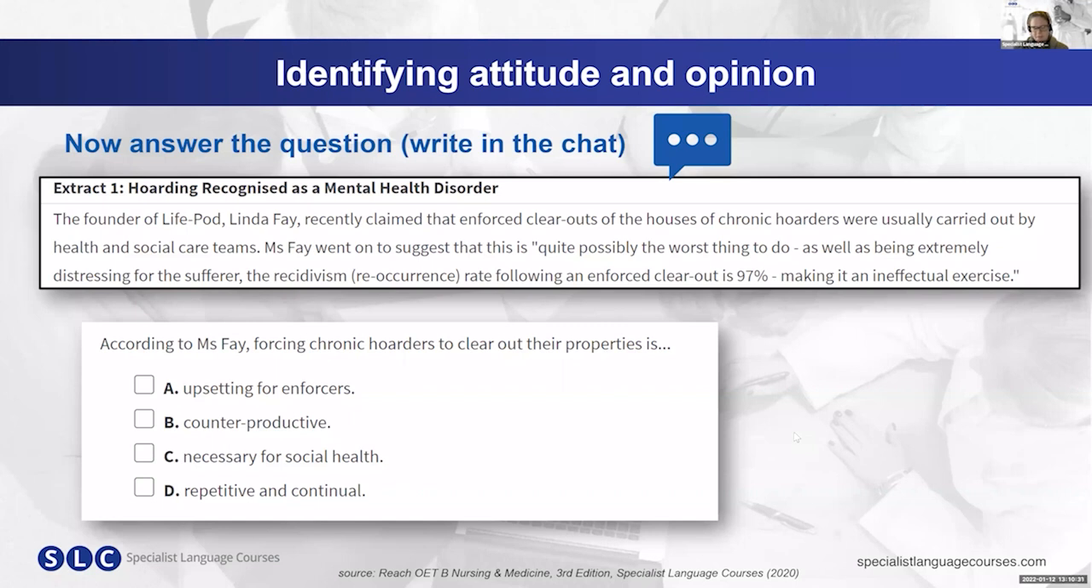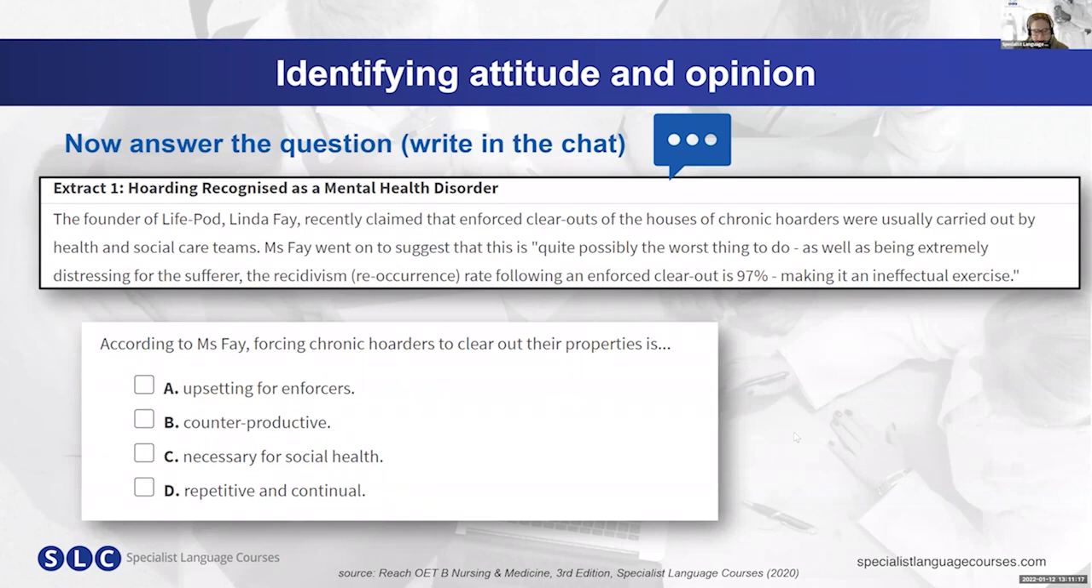Okay, yep, keep putting your answers in the chat. Okay, quite a mix of answers here. Quite a few of you putting A. So according to Ms. Fay, forcing chronic hoarders to clean their properties or clear out their properties. Okay, so it does say distressing for the sufferer, but does it say distressing for the enforcers? No, it does not. So it can't be option A.